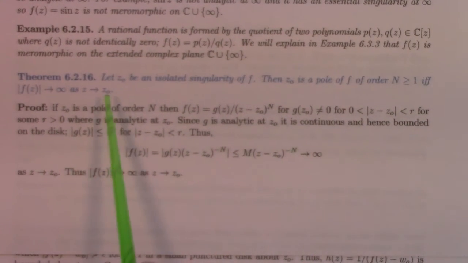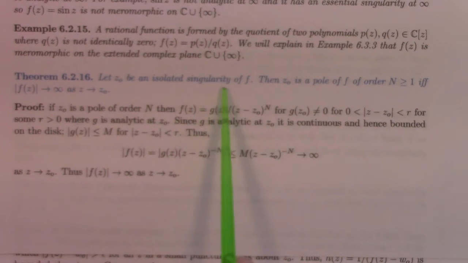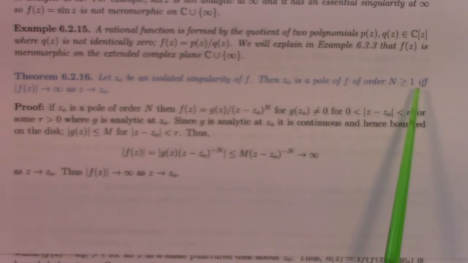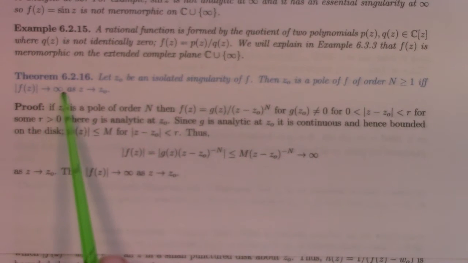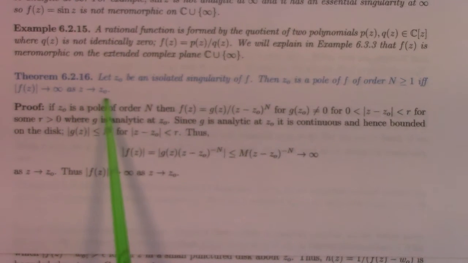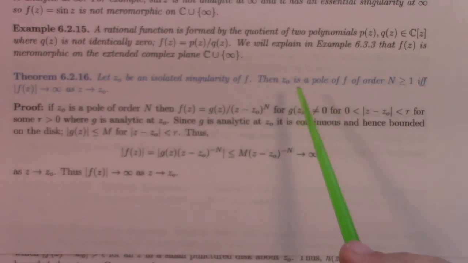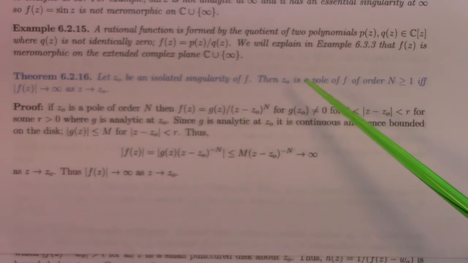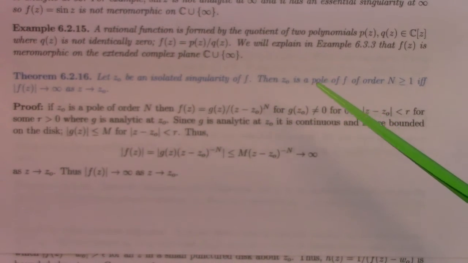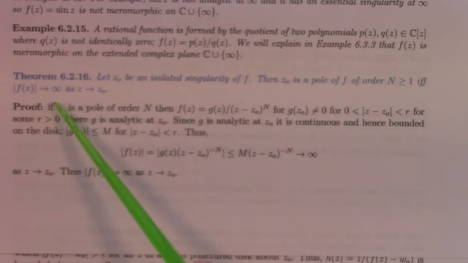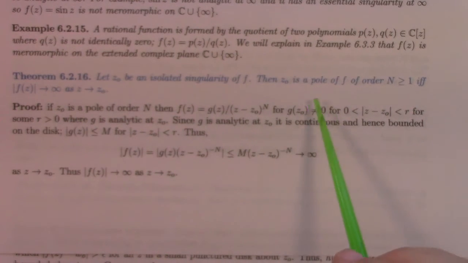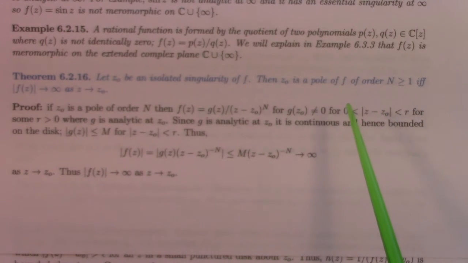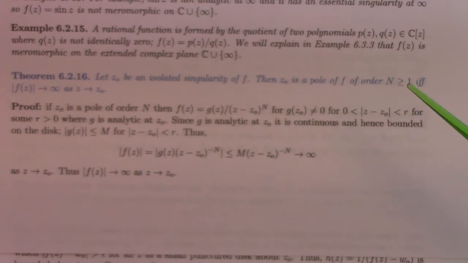So this theorem here: let z naught be an isolated singularity of f, then z naught is a pole of order n if and only if the modulus of f of z goes to infinity as z goes to z naught. Now I said something wrong in class the first time. I said that the isolated and the essential singularities both have a modulus which blows up to infinity as you approach the singular point. That's not true. It's only true for the pole of order n. For the essential singularity, there's a different behavior, which we'll talk about next.